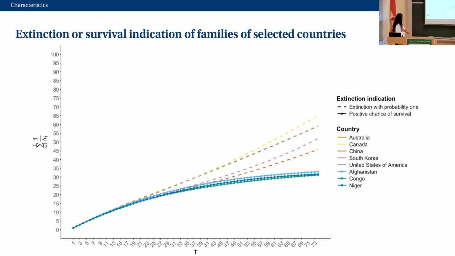So let's have a look at the results. Here, the dashed lines are the countries that gave us an indication that their family lines are going to go extinct with a probability of 1, whereas the solid lines, which belong to Niger, Afghanistan, and Congo, were the only 3 countries that showed family lines with a positive chance of survival. Here I need to reiterate that we are not talking about the extinction or the survival of the female populations of these countries, but about the family lines generated by one woman of that given nationality.